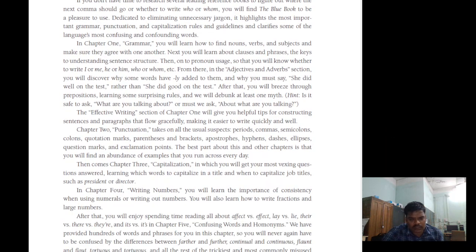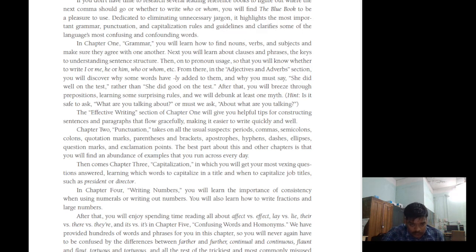Then comes Chapter 3, Capitalization, in which you will get your most vexing question answered, learning which words to capitalize in a title and when to capitalize job titles such as President or Director. In Chapter 4, Writing Numbers, you will learn the importance of consistency when using numbers or writing out numbers. You will also learn how to write fractions and large numbers.